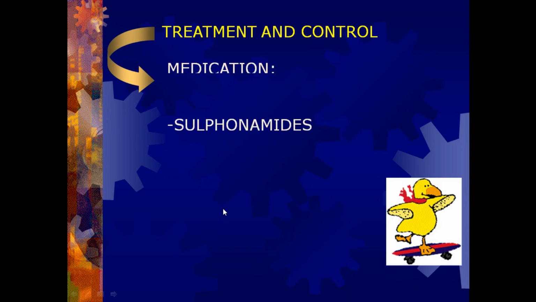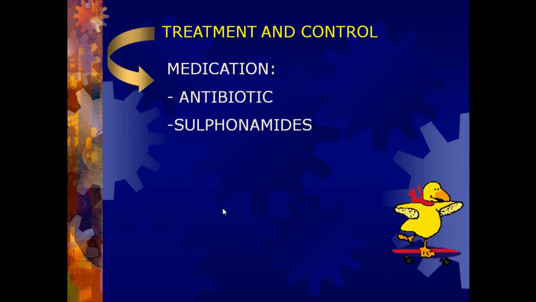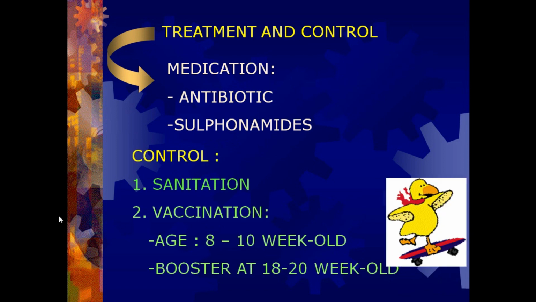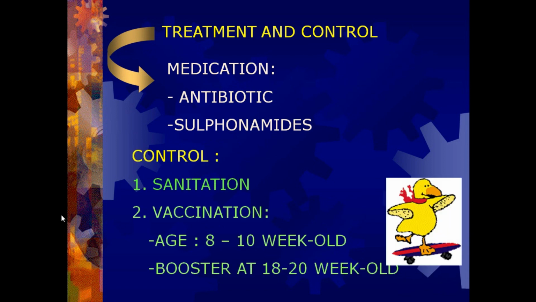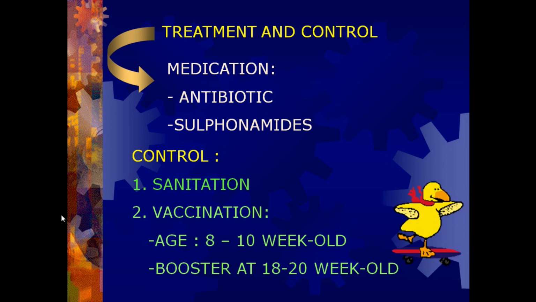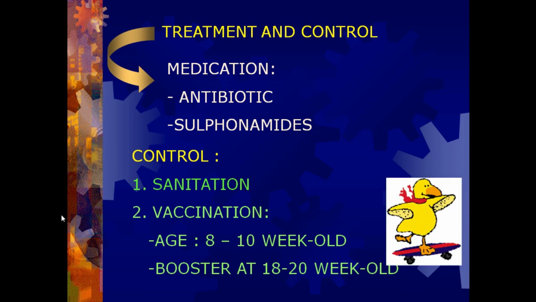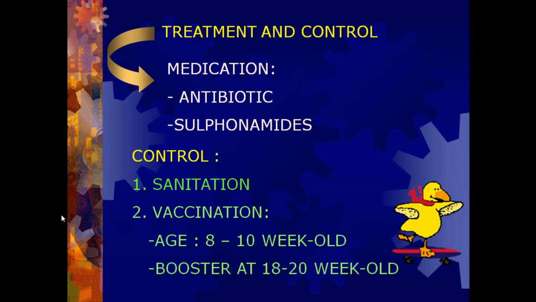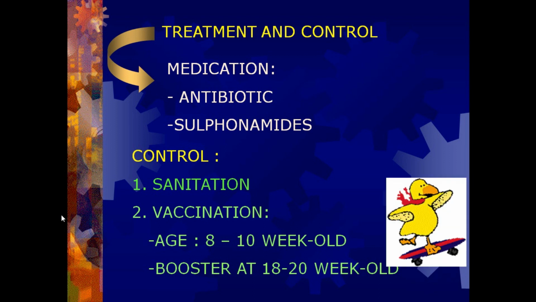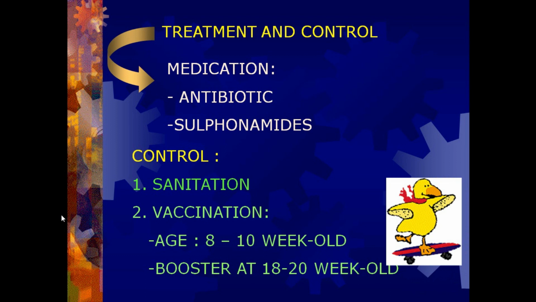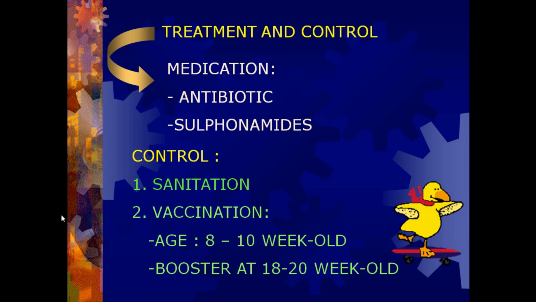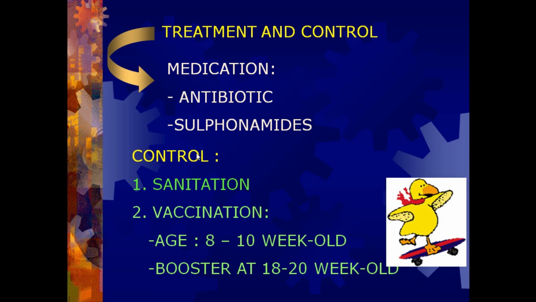So for the treatment and control of pasteurellosis, of course, we can give antibiotics, for example, sulfonamides. Of course, to control it, we have to apply strict sanitation and also vaccinations. Usually vaccination is started at 8 to 10 weeks old chicken, and then we can repeat the vaccination at 18 to 20 weeks of age.